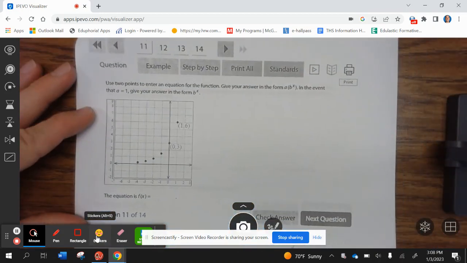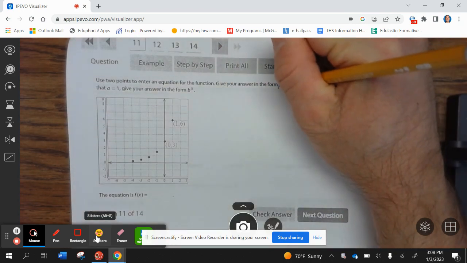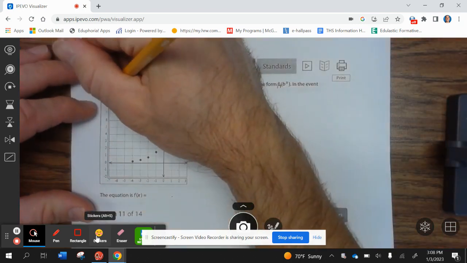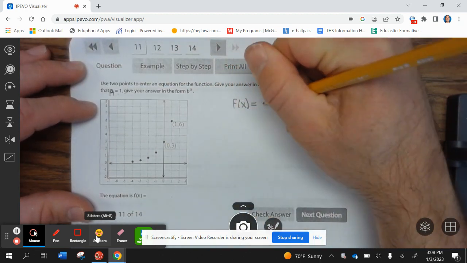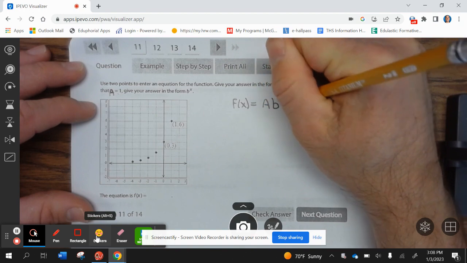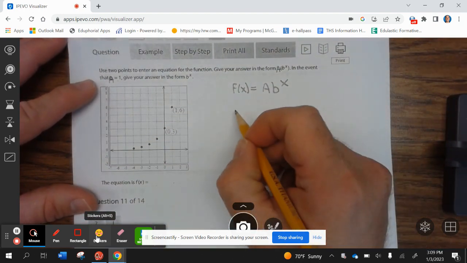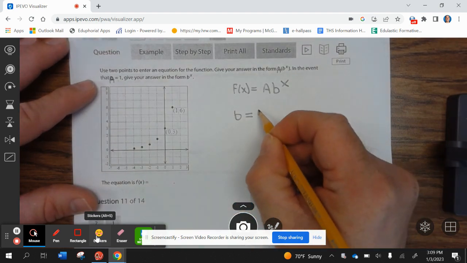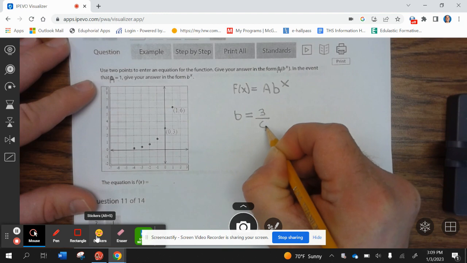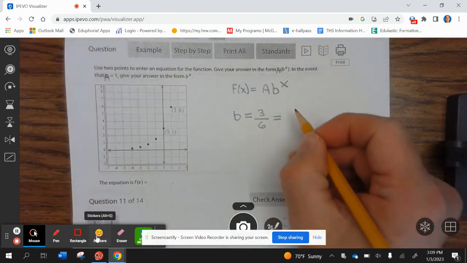All right, example 11. Use 2 points to enter an equation for the function. Give your answer in the form of, and I'm going to use capital A. Okay, so we know our equation is f of x equals a times b to the x. Okay, so we need to find the b value. So b equals 3 divided by 6, which we know is 1/2.